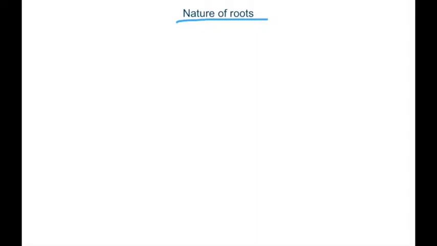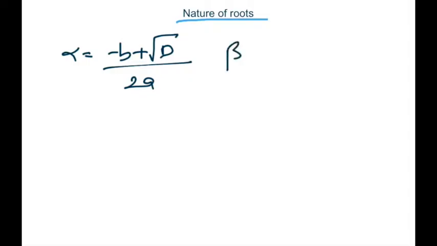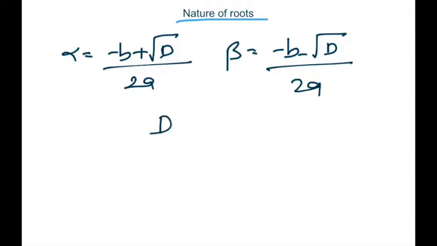So we all know that the roots of quadratic equation ax square plus bx plus c are alpha equals to minus b plus under root of d, and beta equals to minus b minus under root of d, all divided by 2a, where d is the discriminant, b square minus 4ac.